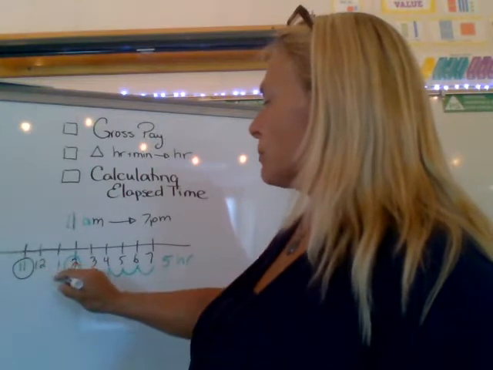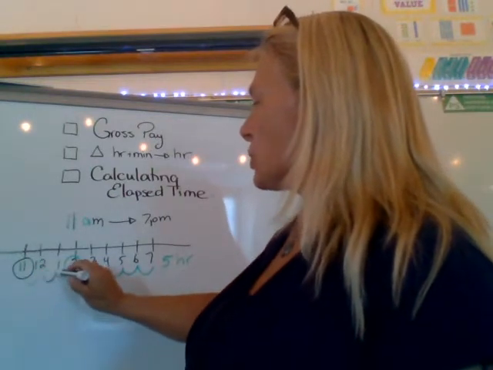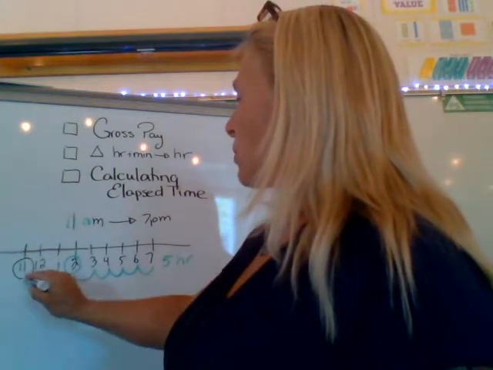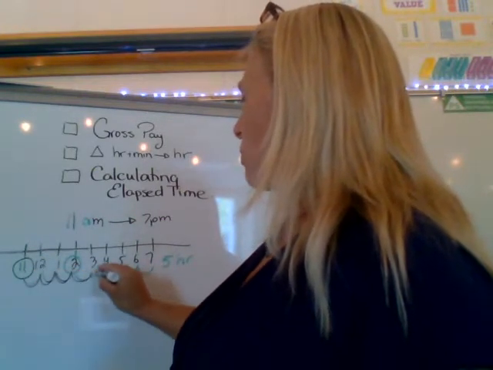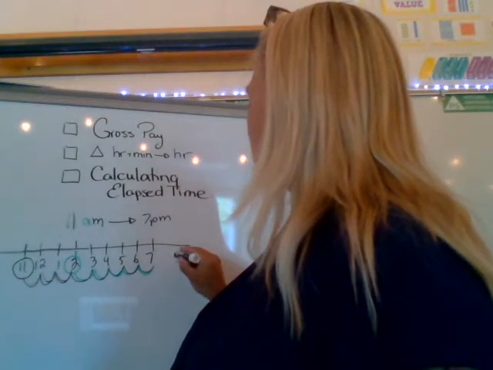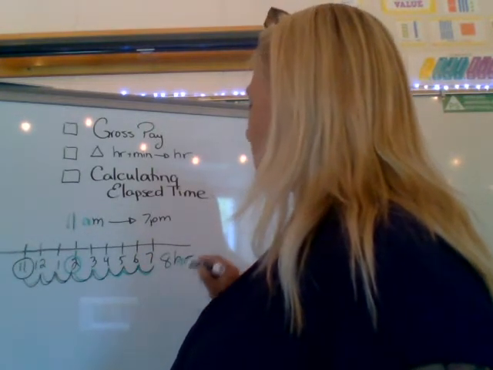I'm adding really 1, 2, 3 hours to it, right? So from 11 o'clock to 7, I'm going 1, 2, 3, 4, 5, 6, 7, 8. Now it's 8 hours that I've worked.